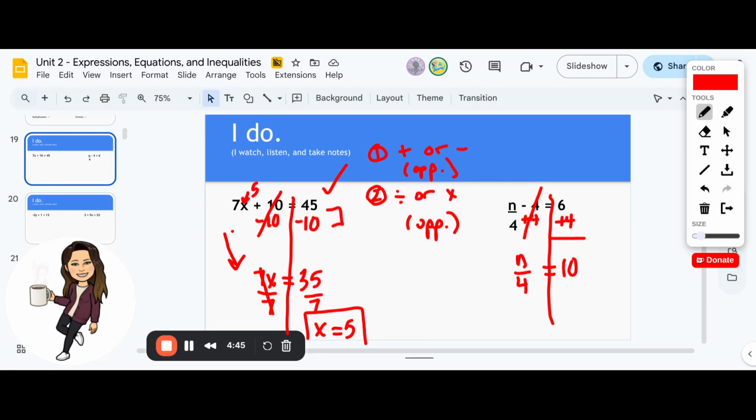We said a fraction means division. So the opposite of division would be to multiply, so that you've got a 4 on the top and the bottom. And then that's going to leave you with the 1 n you need. And 10 times 4 is 40.